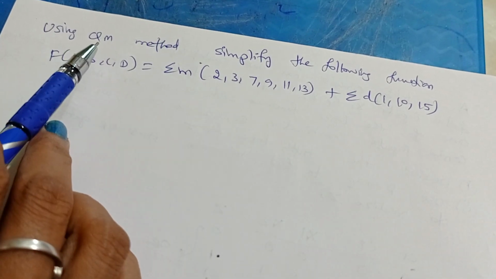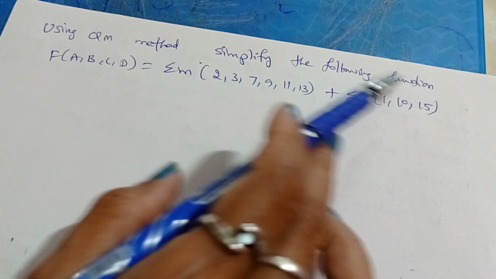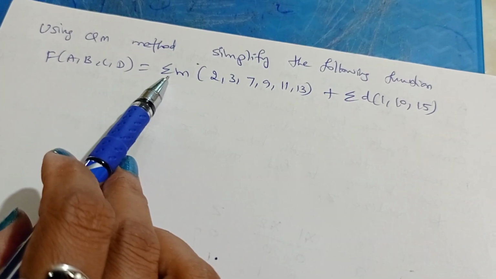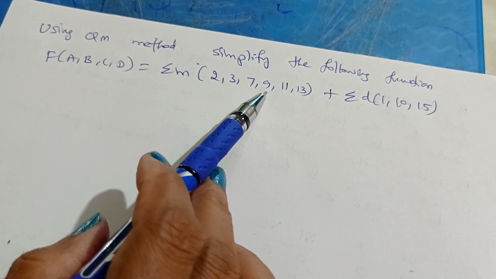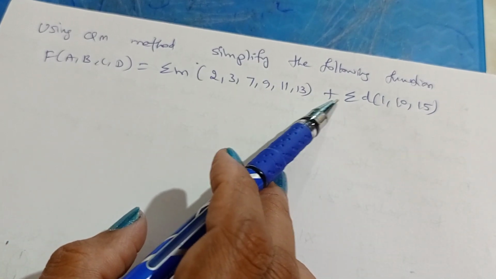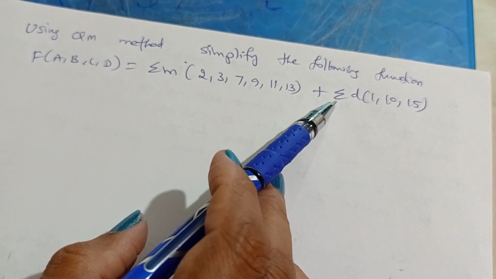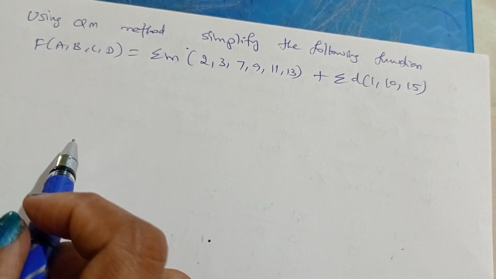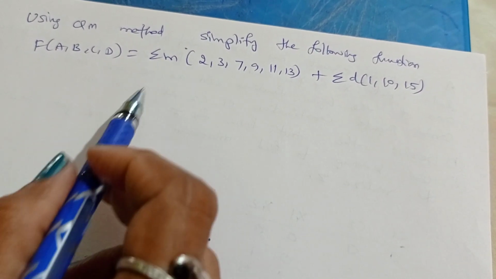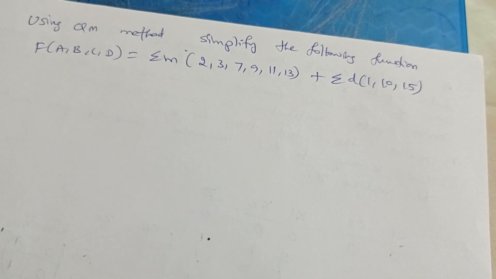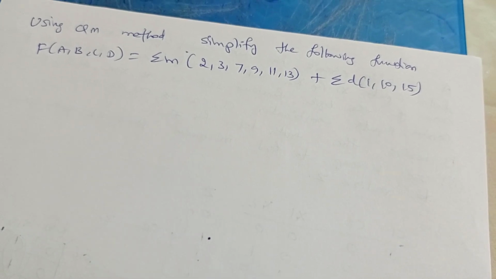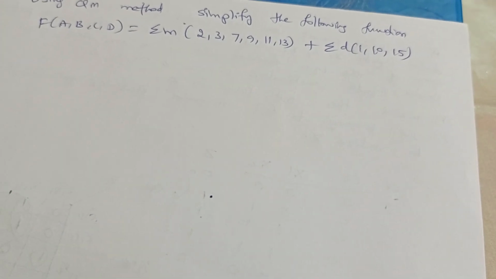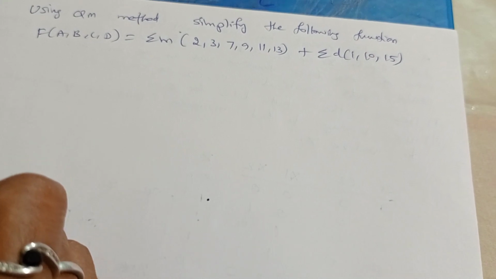Using the Quine-McCluskey method, simplify the following function, that is f of a, b, c, d is equal to sigma m of 2, 3, 7, 9, 11, 13 plus don't care, that is sigma d 1, 10, 15. First, we need to write all these terms in ascending order, and then the second step is to group depending on the number of ones.